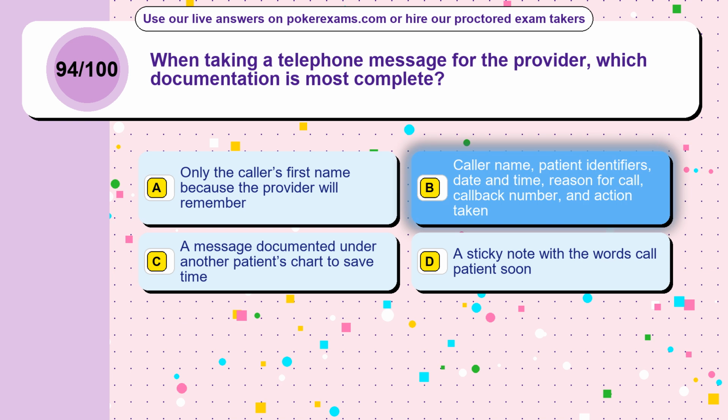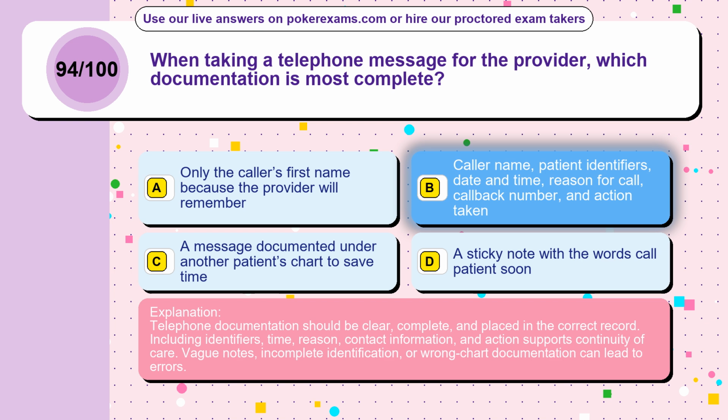The correct answer is option B. Caller name, patient identifiers, date and time, reason for call, callback number, and action taken. Telephone documentation should be clear, complete, and placed in the correct record. Including identifiers, time, reason, contact information, and action supports continuity of care. Vague notes, incomplete identification, or wrong chart documentation can lead to errors.